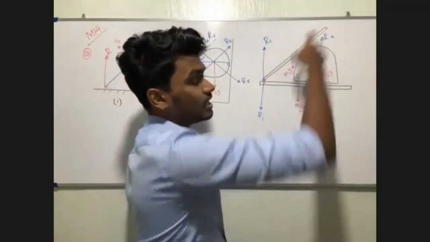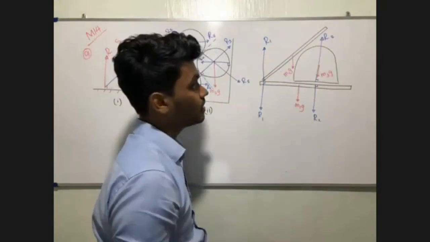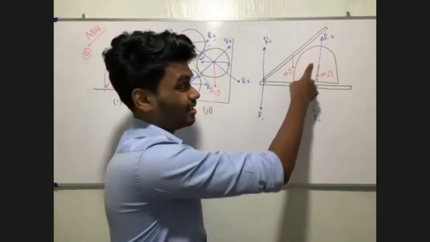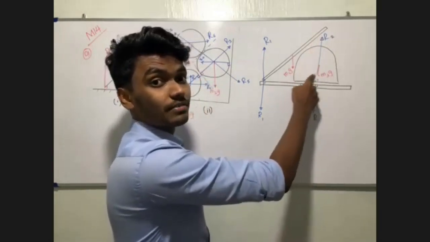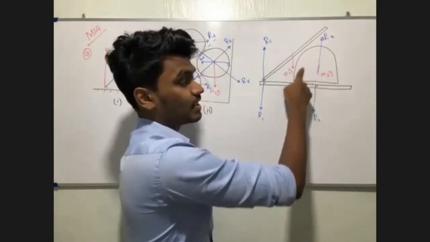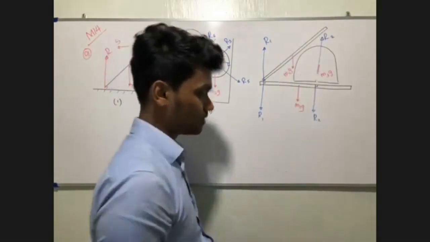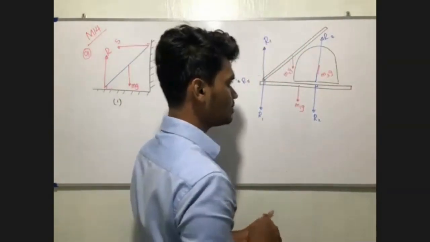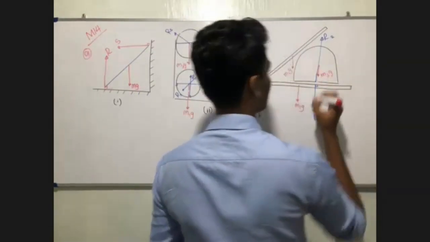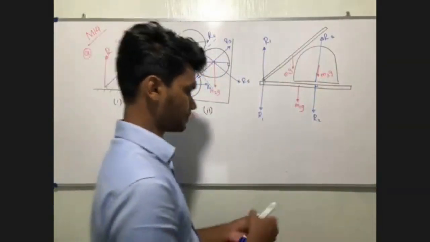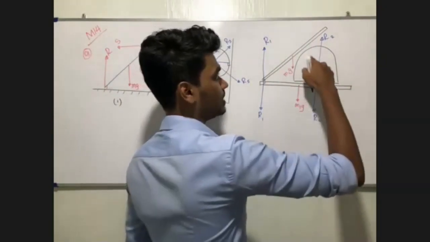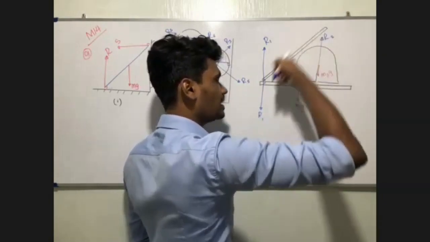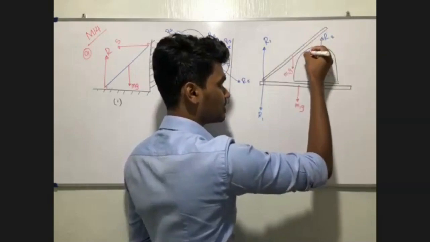So if we consider the rod initially, or else if we consider the hemisphere as the object first and the rod as the surface, right? Then the reaction on the hemisphere will act perpendicular to the surface.